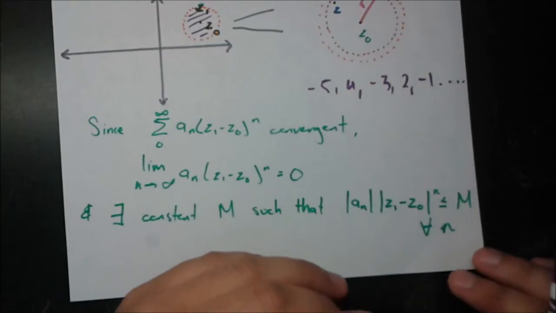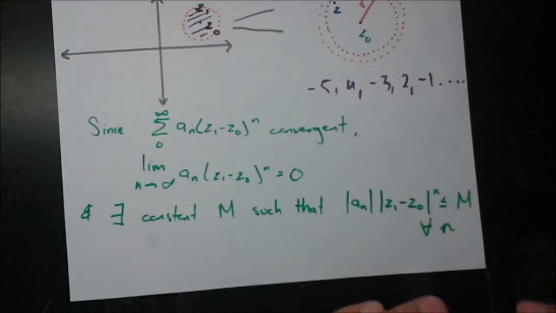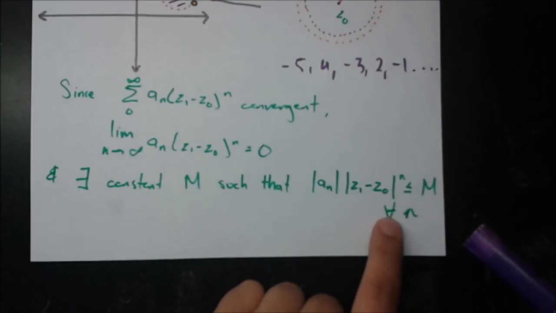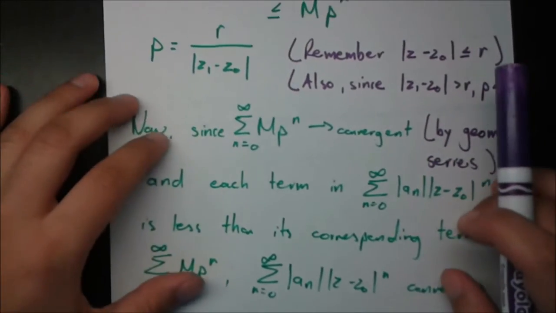So the same thing with complex numbers. We will take the absolute value, and the absolute value will always have a maximum, and that maximum will be m. And this is true for all n, so all terms in the series, as we discussed. So now, we'll finish this proof off.